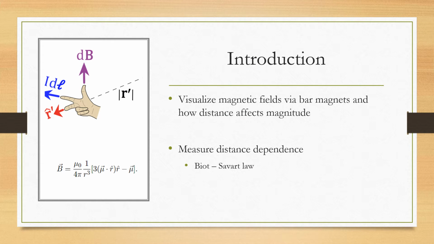So the purpose of this lab is to visualize magnetic fields via bar magnets, and this will show us how distance affects magnitude in the real world. To do this, we're going to be using distance dependence, which shows how the magnitude of bar magnets falls off as distance increases, and we're going to be using the Biot-Savart law for a magnetic dipole.